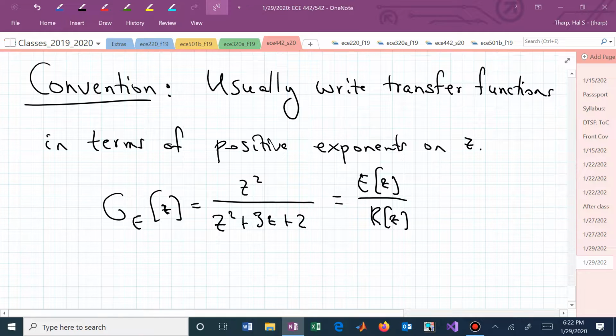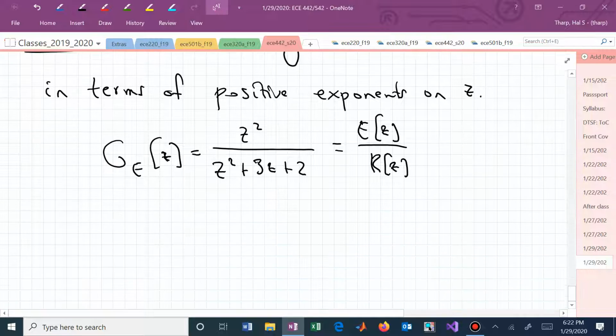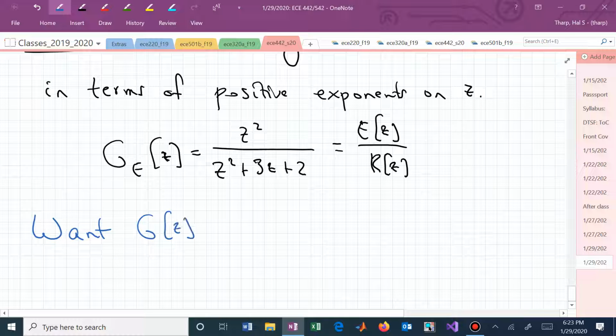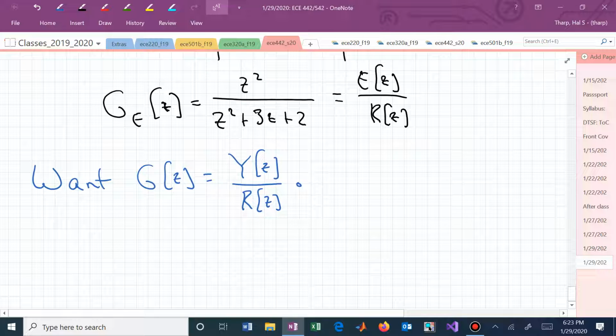But maybe that's not the transfer function we wanted. Maybe what we wanted was the transfer function between R and Y, the input R and the output Y. But now that we have this, it's fairly clean to find the next transfer function. But here's one transfer function from that block diagram. If we want G of Z, which is now Y of Z, the output Z transform over the input Z transform, do you see how we might create that?